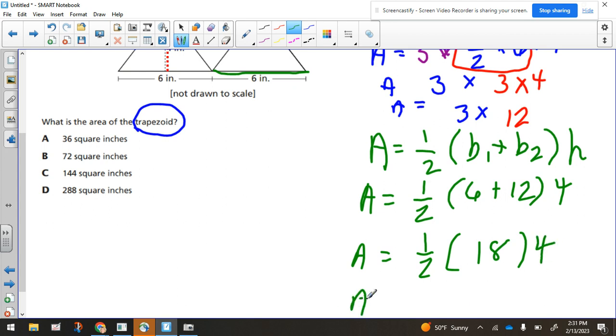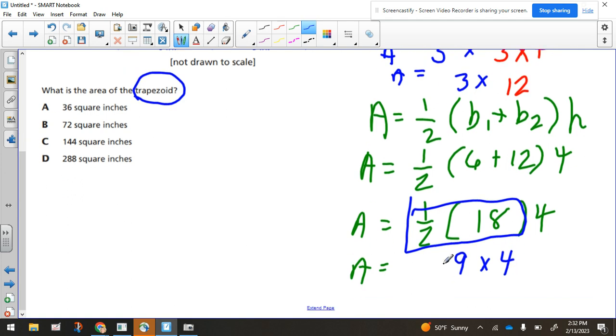And then next, I think I would go ahead and do half of 18, which is 9, and then multiply the 9 times 4. And you should get the same answer that you get when you multiply 3 times 12 as if you did it this way, 9 times 4. Just be careful and make sure you choose the right letter.